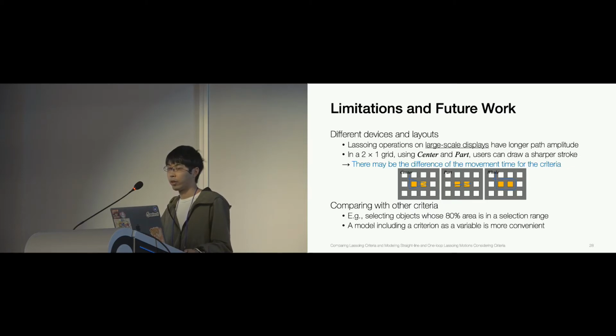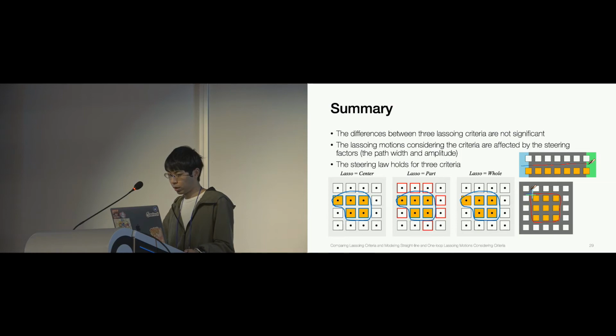For example, selecting objects whose 80% area is in a selection range. After comparing with such criteria, we will build a model including criteria as a variable because such a model is more convenient. Again, this slide is a summary of our study. Thank you for listening.